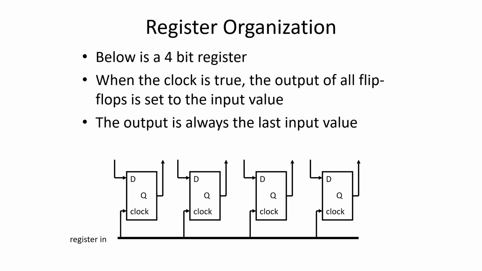You can string several flip-flops together to make a register. Here's an example of a 4-bit register. We could have a 32-bit register if I wanted to draw more. And they have clock inputs, D inputs, and the output is Q.